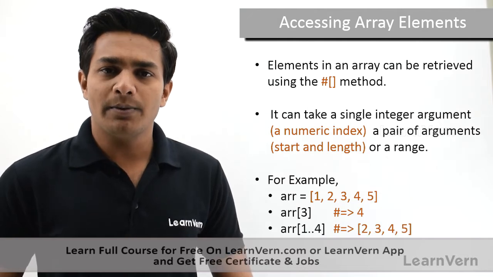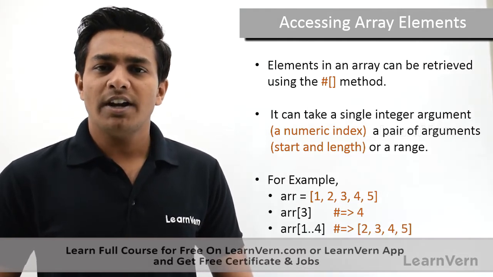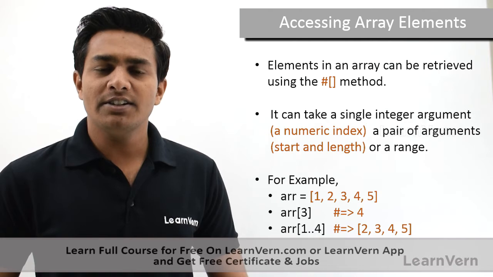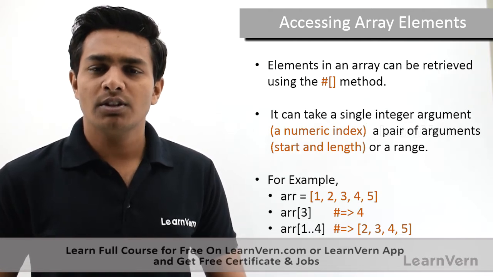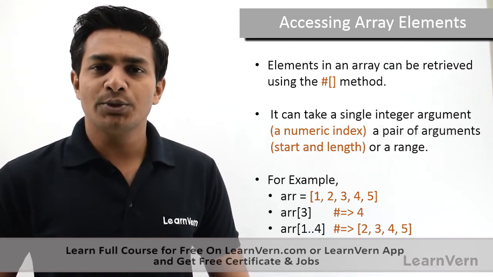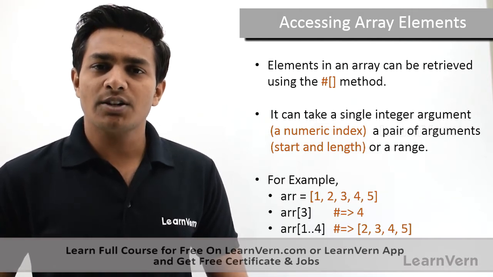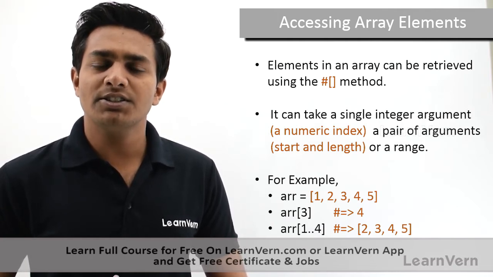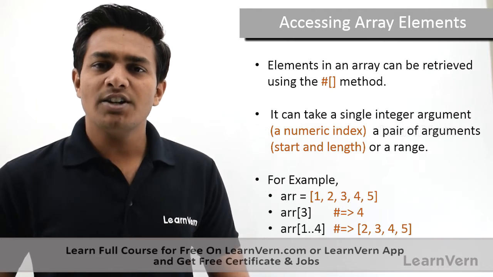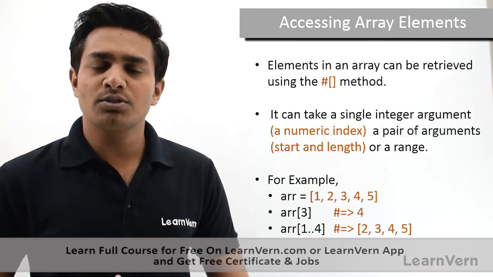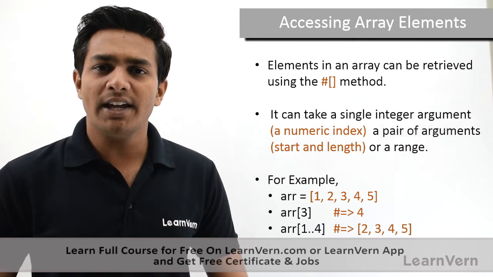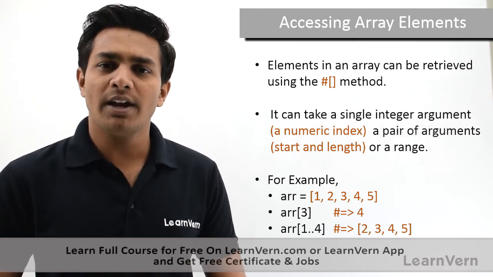In my second example, I have given a range argument that will range from 1 to 4. So the output is 2, 3, 4 and 5. Why? Because the index starts from 0 and my range starts with 1. So that will actually return the second element and end with 4. So it will go to the fifth element in my array. So this is how we can access elements from an array.